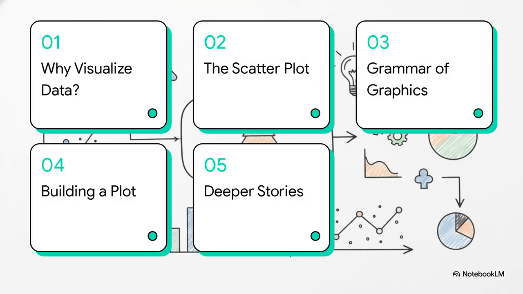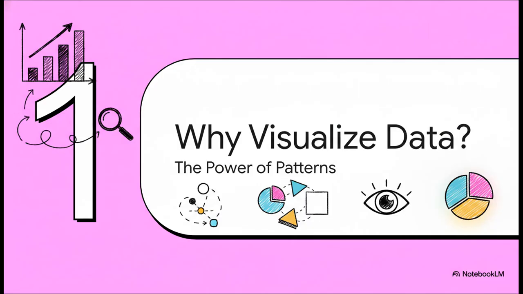So here's how we're going to break it down. First, we'll talk about why we even bother to visualize data. Then, we'll get specific and look at the scatter plot. After that, we'll introduce the big idea, the grammar of graphics. We'll use it to build a plot piece by piece, and then we'll see how it lets us uncover even deeper stories.